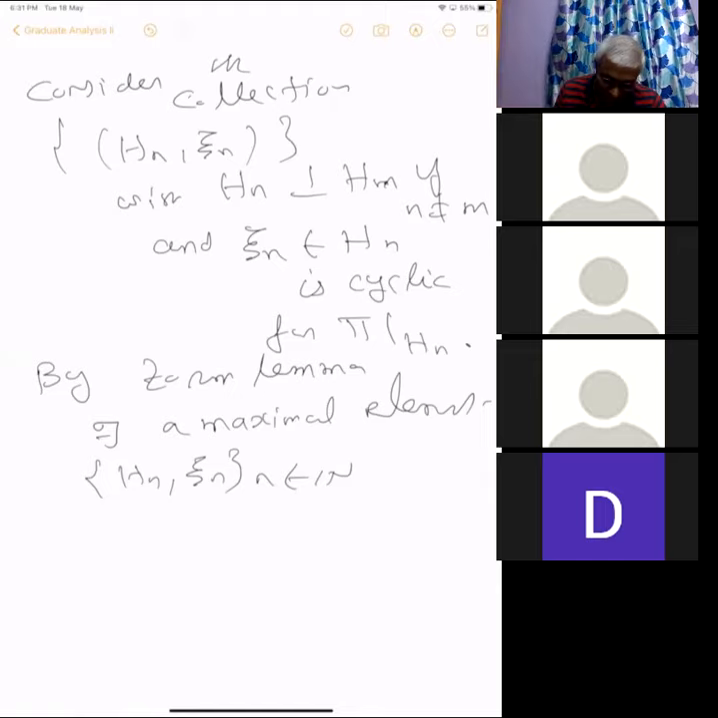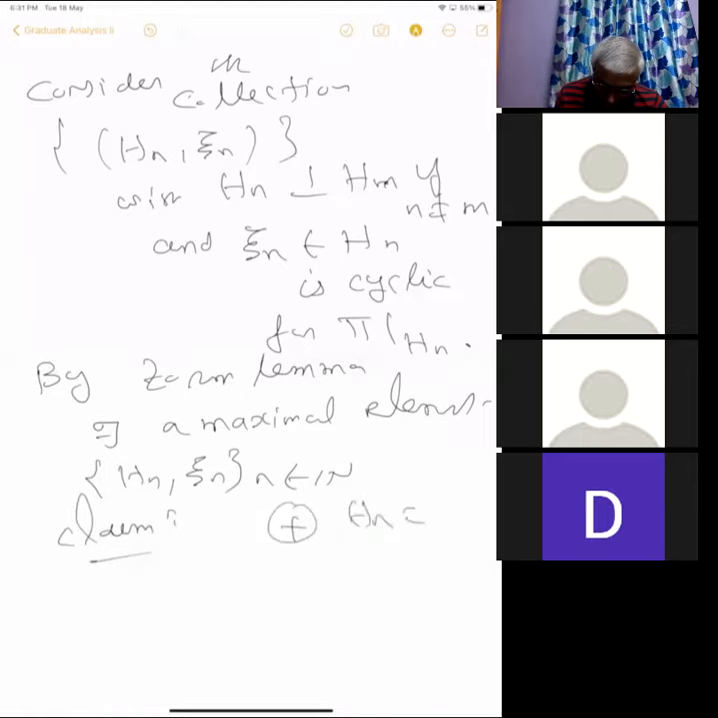So there exists a collection {H_n} such that this is a maximal element. Maximal element means there does not exist a bigger collection than this. Then it is clear. The claim is that the direct sum of H_n equals H.